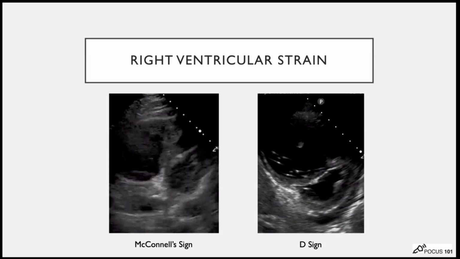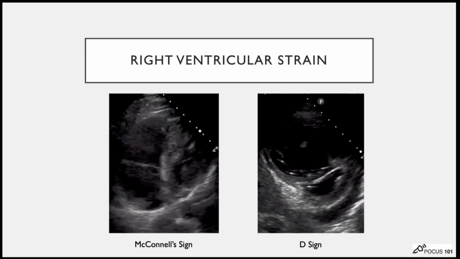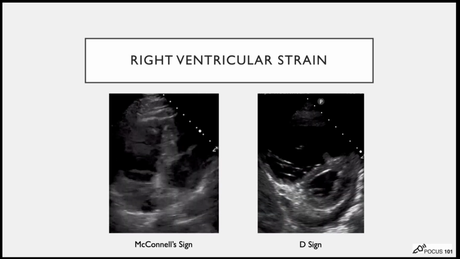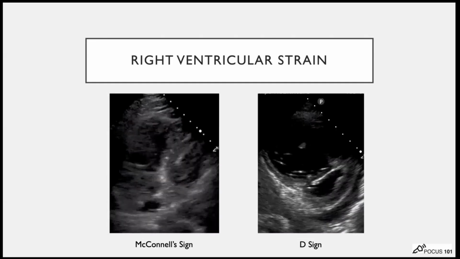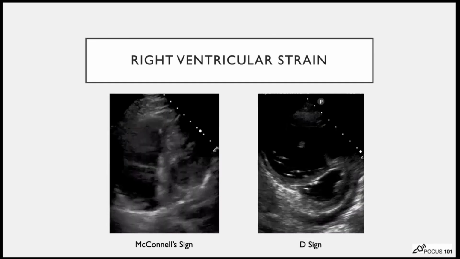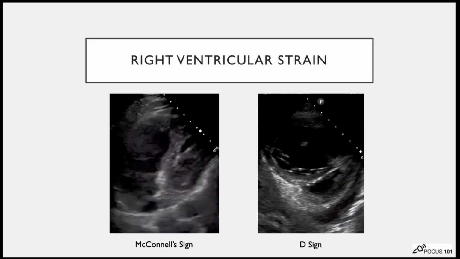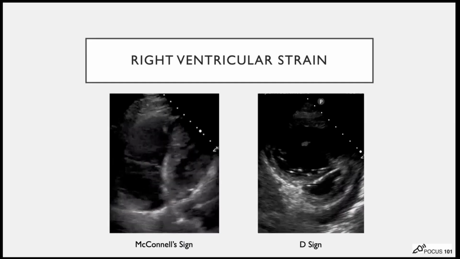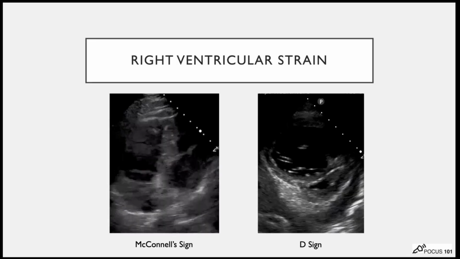On the right, you see something called the D sign. This is on the parasternal short axis view. You can see that the RV is dilated from increased pulmonary artery pressures, causing bowing of the interventricular septum into the left side of the heart, which gives that left ventricle the appearance of the letter D, which is why it's appropriately called the D sign.